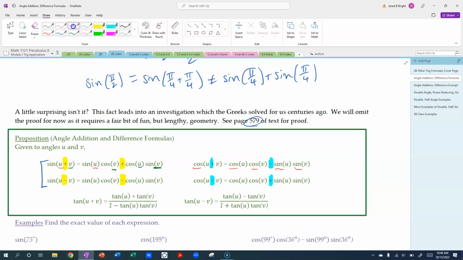The other thing that I'll mention, you see the formulas for tangent? Yes, they exist. I can tell you in my professional career, I don't think I've used them once, because typically you just translate them back to sine and cosine and work with them there. But nevertheless, if you need them, they're there.